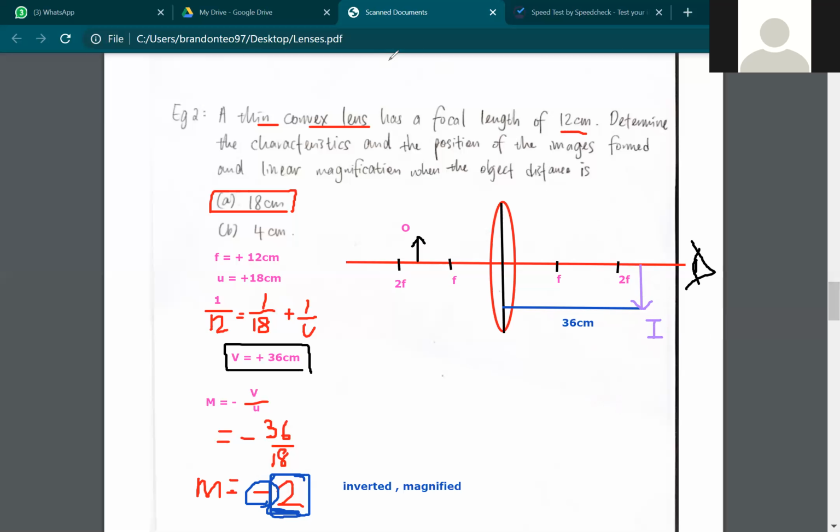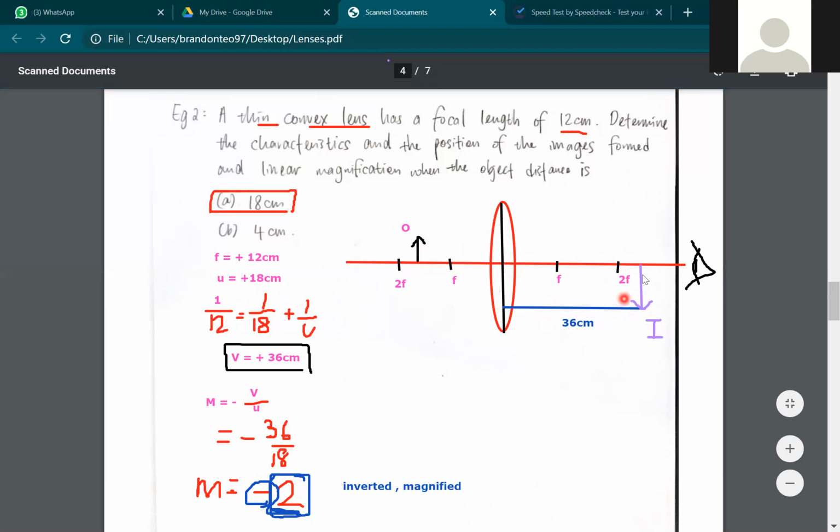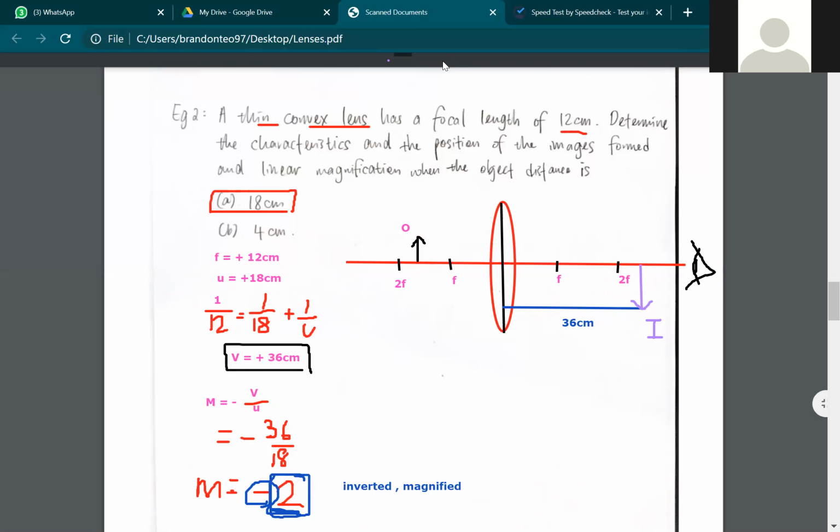So this is your object here and this is your image. So you have 2 methods to find the image. First, you use the equation, the numbers will tell you. You use the magnification and the thin lens equation. The second is to draw the ray diagram.